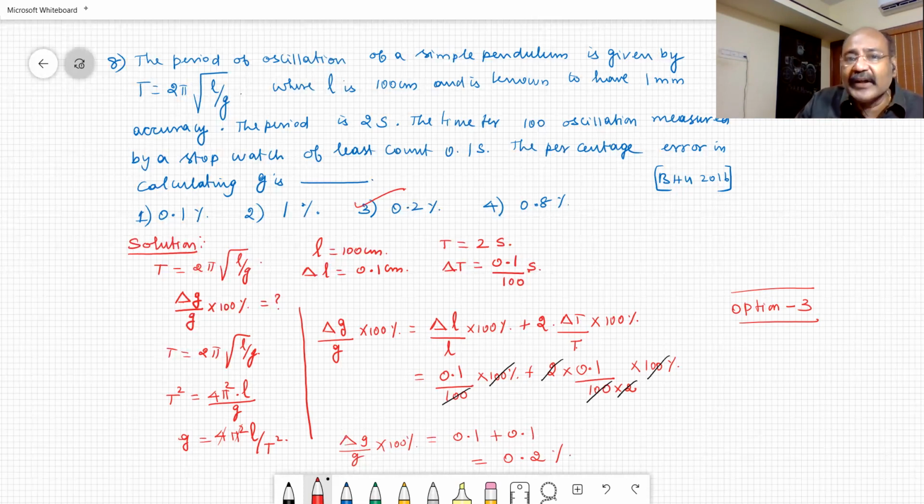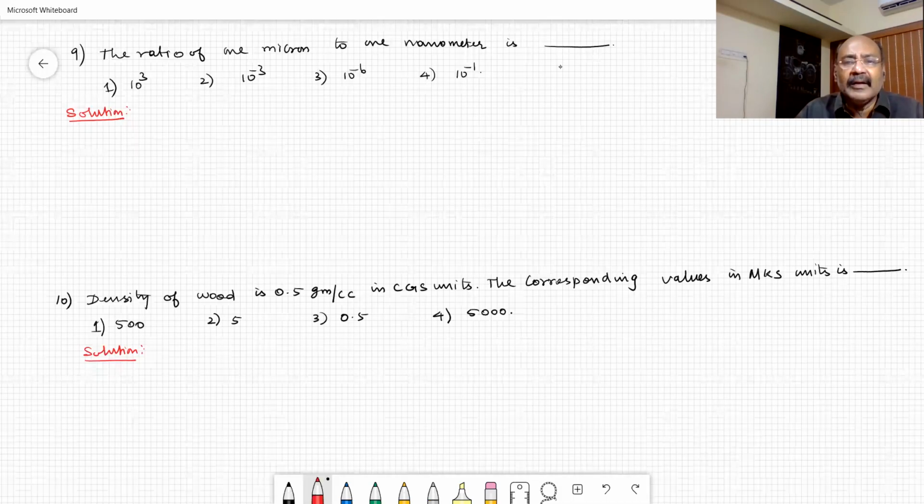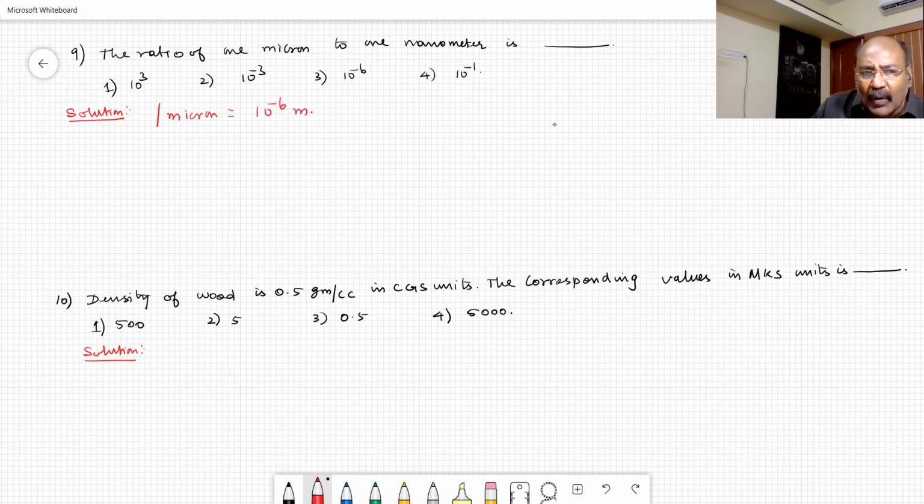Come on, let us move on to the next problem, problem number 9. Here I have given two problems, problem number 9 and problem number 10. See problem number 9: the ratio of 1 micron to 1 nanometer. You know 1 micron is 10 to the power minus 6 meter. And 1 nanometer is 10 to the power of minus 9 meter.